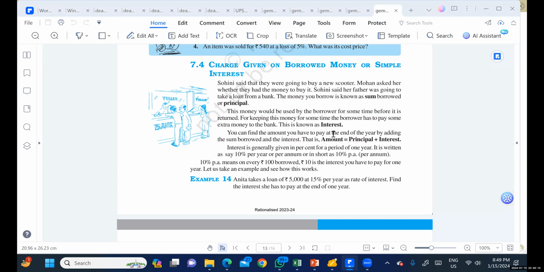Amount is equal to principal plus interest. Interest is generally given in percent for a period of 1 year. Normally we will say PA, that is per annum. It is written as 10% per year, or in short, 10% per annum. 10% PA means every year, if you borrow 100 rupees, 10 is the interest you have to pay for 1 year. Every year, you're paying 10 rupees as interest for your borrowed 100 rupees.